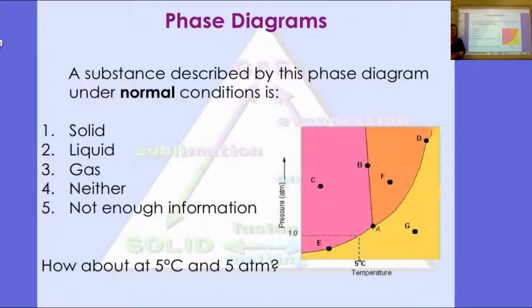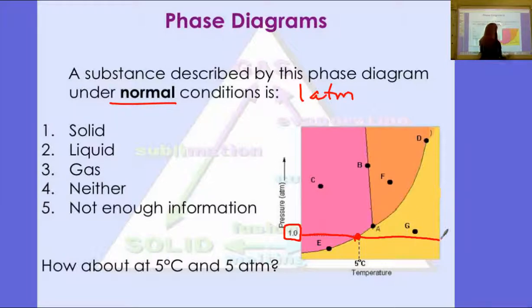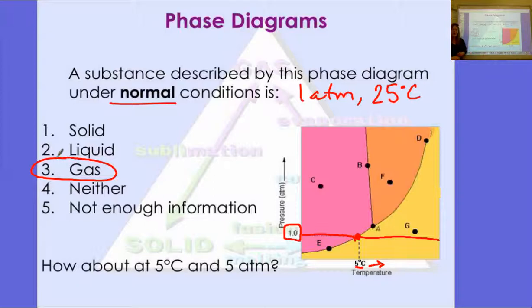A substance described by this phase diagram under normal conditions. Remember, normal conditions, pressure is 1 atmosphere. At 1 atmosphere, I can either be in the solid or the gas phase. So, normal, standard conditions for the thermo unit are 1 atmosphere and, this time we change it a little bit, 25 degrees Celsius. Check on your periodic table, it should be listed. The standard for this unit is 1 atmosphere and 25 degrees Celsius. So if 5 degrees Celsius is right here, anywhere above 5 degrees Celsius, this substance would be a gas.